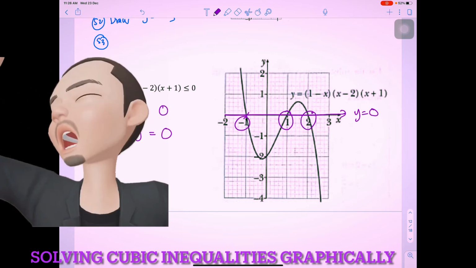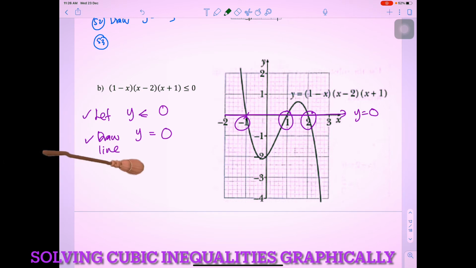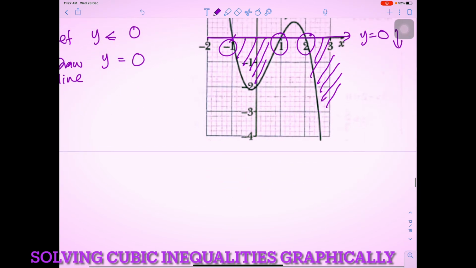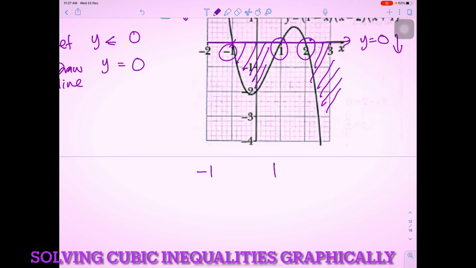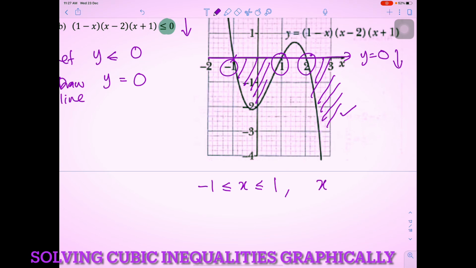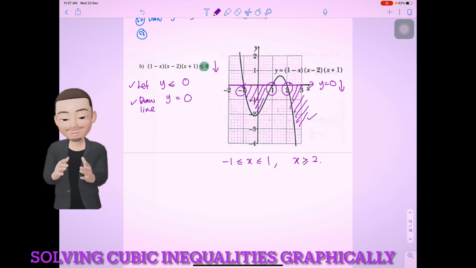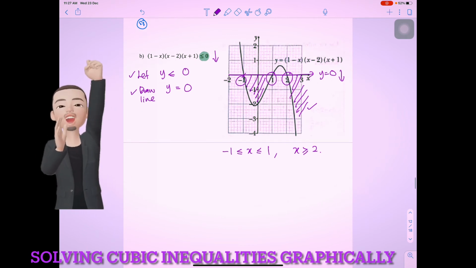And then step 3, what do we do? Shade the area of the inequality. Because the inequality is less than 0, we sketch below the line y equals 0, between negative 1 and 1 like this, and beyond x equals 2 like this. So what is the final answer? x is between negative 1 and 1, and for the second one, x is greater than or equal to 2. So this is how we solve cubic inequalities.